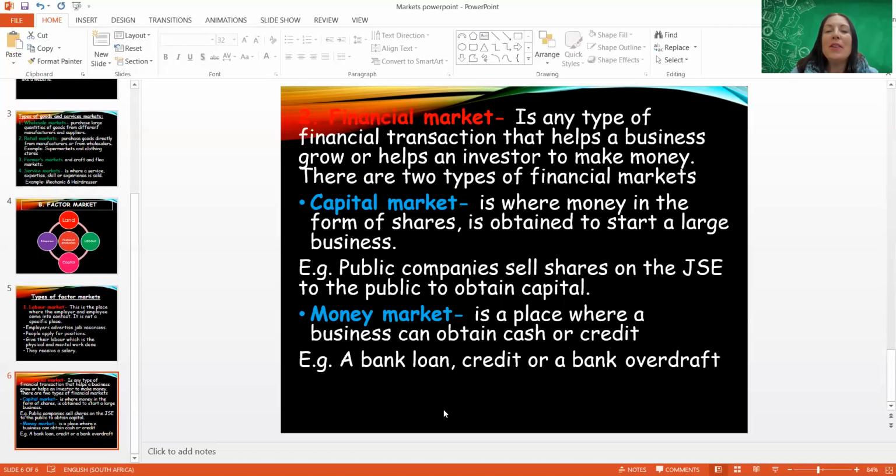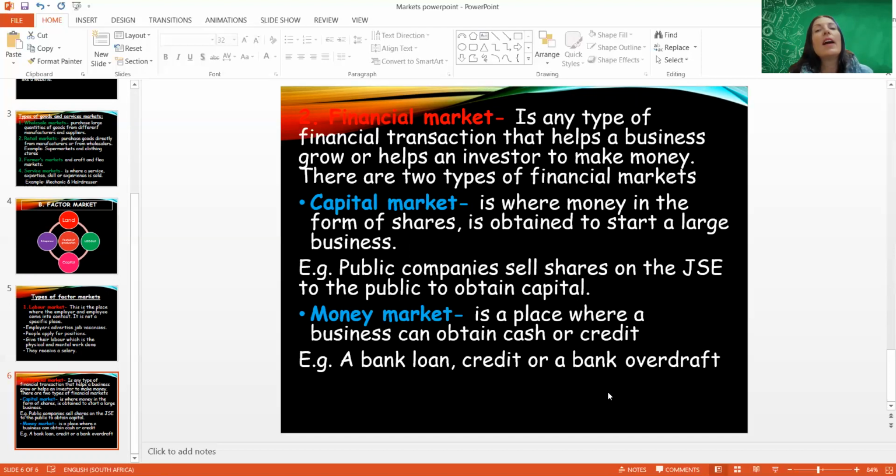Right. And then if we look at the financial market, this is any type of financial transaction that helps a business grow or helps an investor to make some money. We're going to look at two types of financial markets. The first one is a capital market, and this is where money in the form of shares is obtained to start a large business. Usually we call this large business a company.